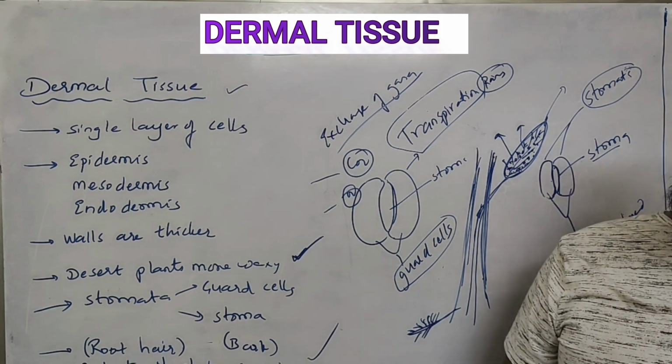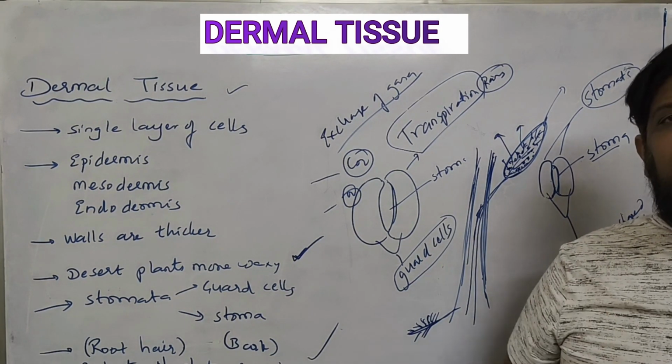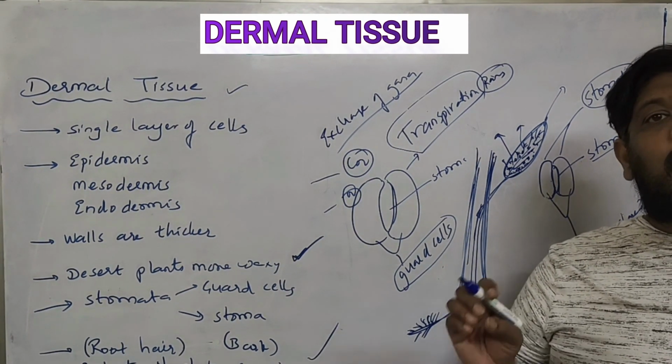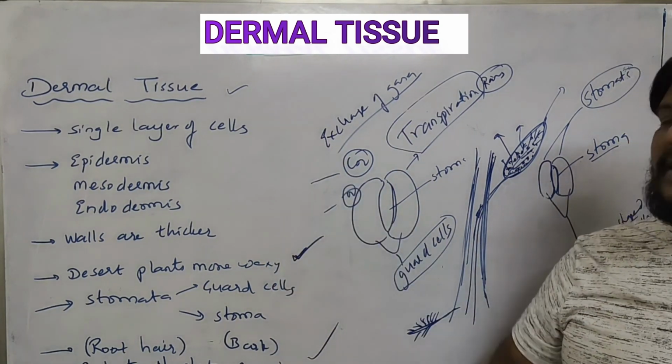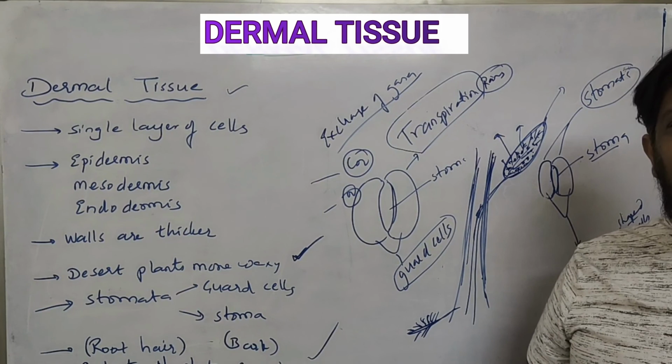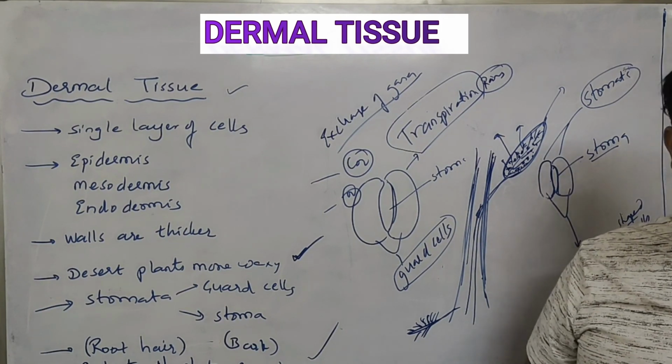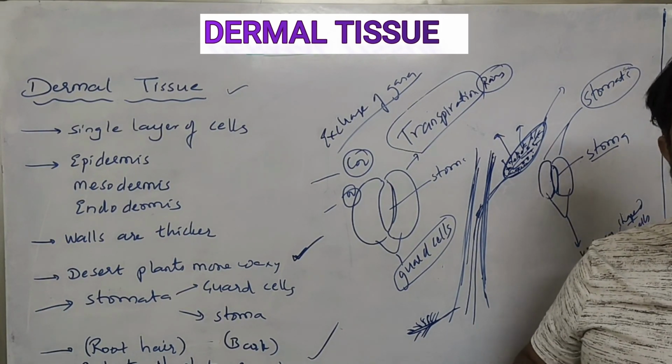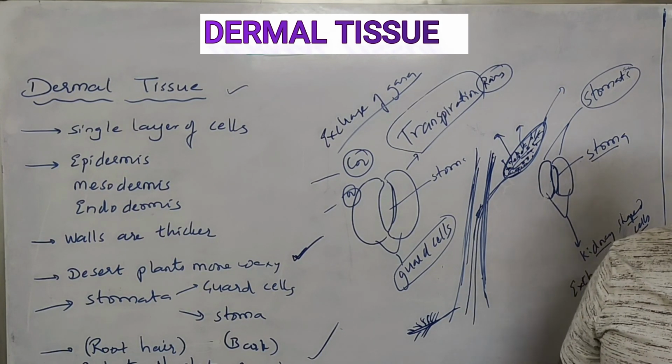So what is the first one? Meristematic tissue, it helps in growth of the plant. The second one is the dermal tissue, it helps in protecting the plant. Now what is the third one? The third one is the ground tissue. That is what we are going to study now, ground tissue.